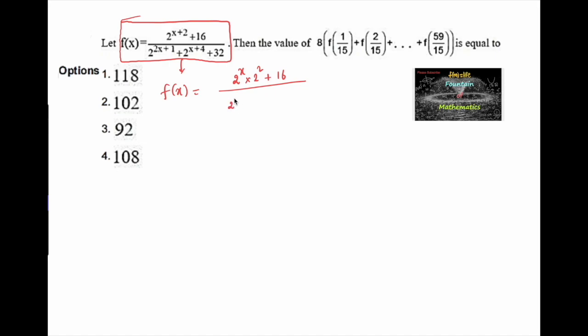Given the function f of x is equal to 2 to the power of x plus 2 plus 16 upon 2 power 2x plus 1 plus 2 power x plus 4 plus 32. Let us simplify this. f of x is equal to, we can write 2 power x into 2 square plus 16 divided by 2 power 2x into 2 power 1 plus 2 power x into 2 power 4 plus 32.